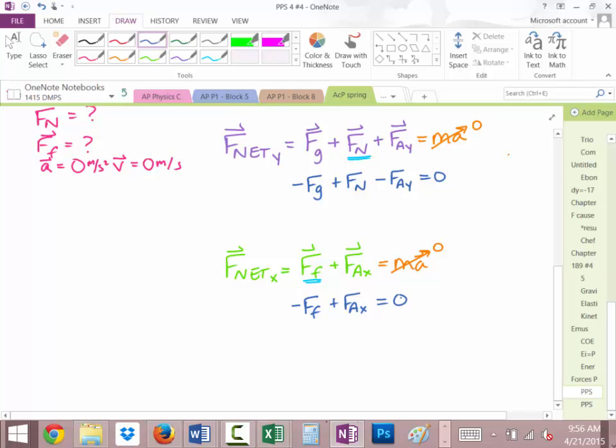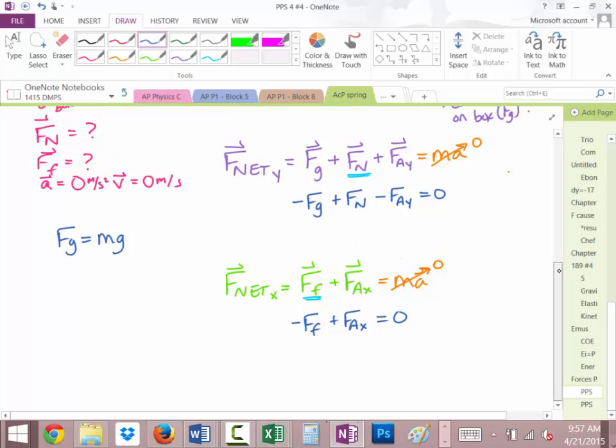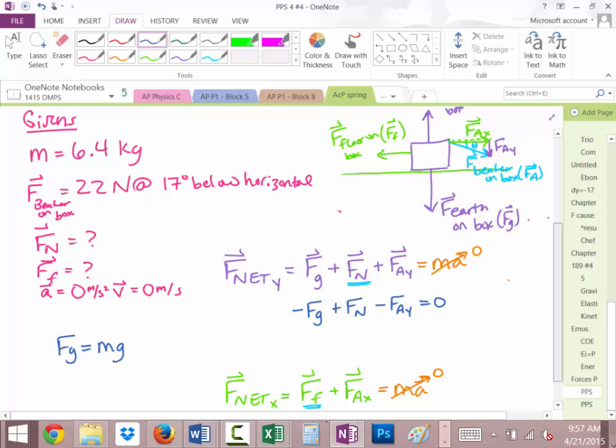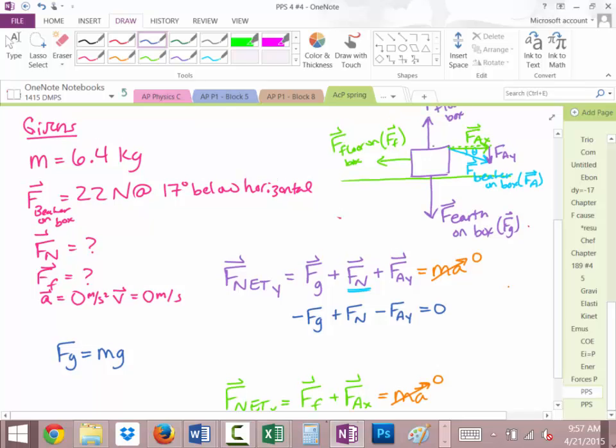Okay? So now we're going to solve for our variable, then we're going to plug in numbers. The only other thing that we may need to remind ourselves of is that FG is equal to mg, right? Does that make sense to everybody? Where g is the acceleration due to gravity. I've led you through a lot of this. I want to see if you can step forward now yourself. I think you can. You will need to break your FAX and FAY up into pieces, right?